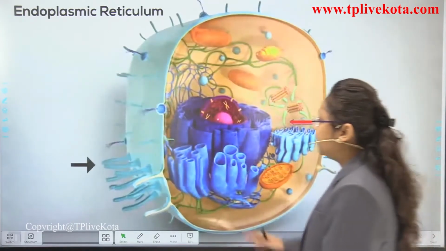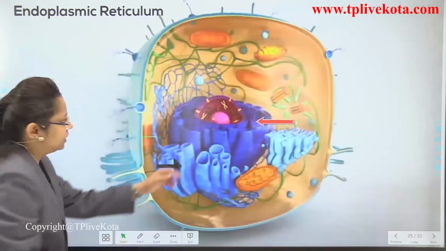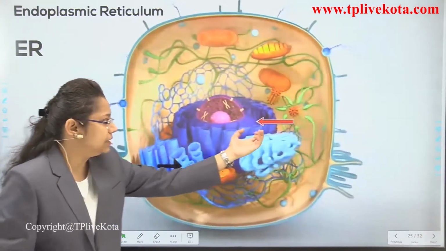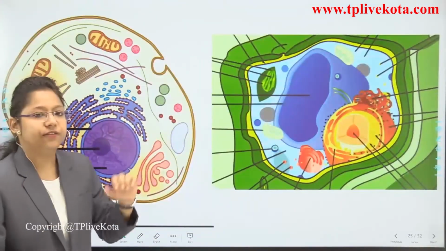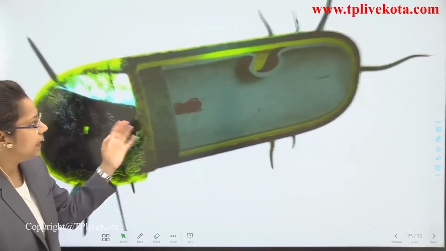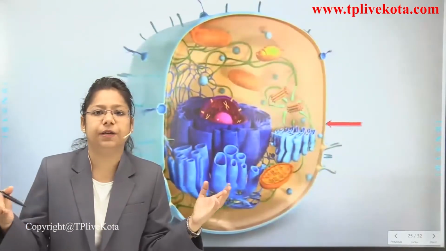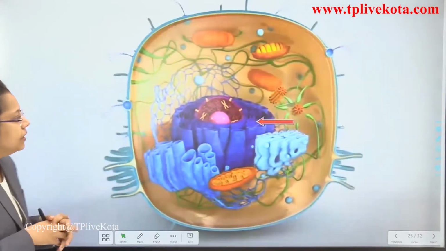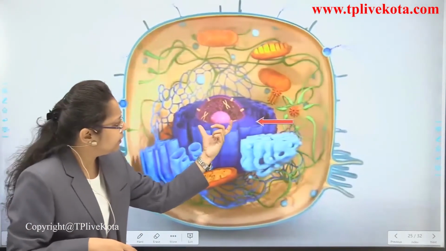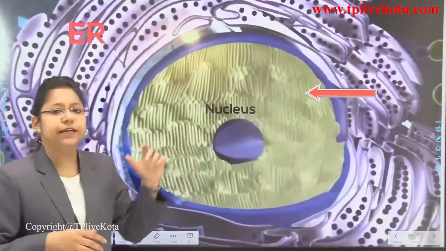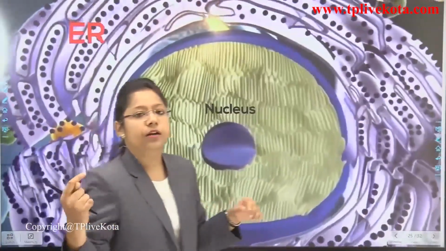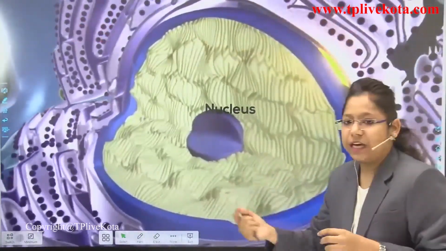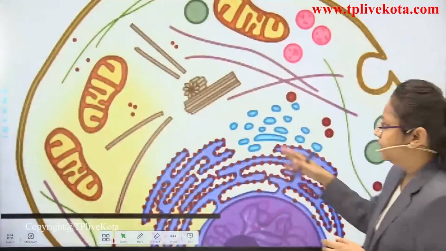In this cell you can see the nucleus present over here, and around the nucleus the endoplasmic reticulum is scattered over a large surface area. Now you can see that in bacterial cells the endoplasmic reticulum is absent. Okay, you have to learn this thing. The endoplasmic reticulum is scattered in the cytoplasm of the cell, near the nucleus.